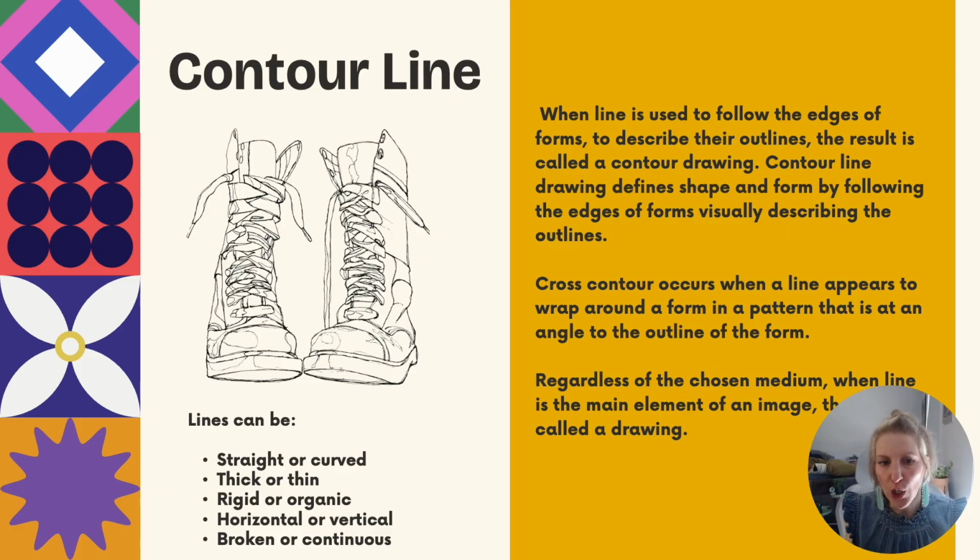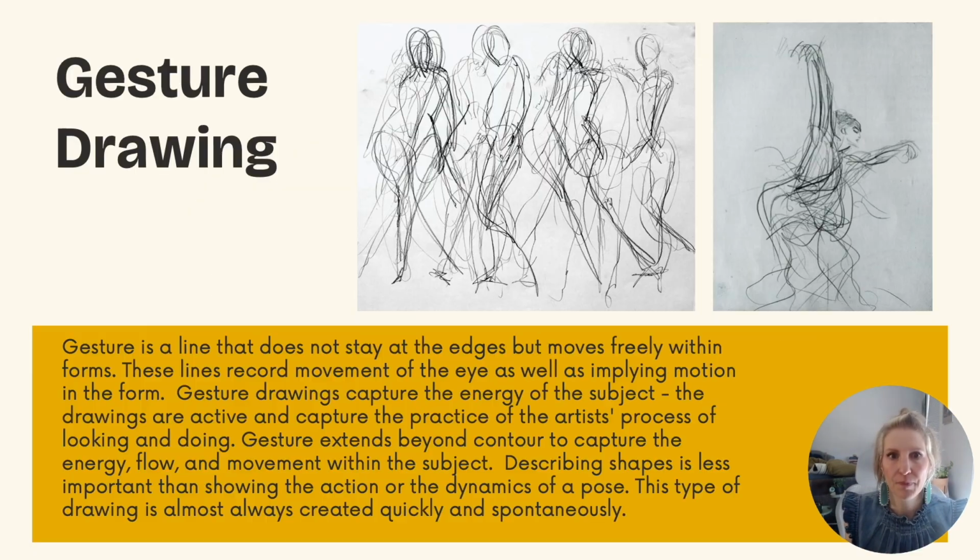Lines can be straight or curved, thick or thin, rigid or organic, horizontal or vertical, broken or continuous. Now, gesture is a line that does not stay at the edges but moves freely within forms. These lines record movement of the eye as well as implying motion in the form. When you're thinking of gesture drawing, it's rapid, it's active, it's almost as though the hand is an extension of your eye movement.